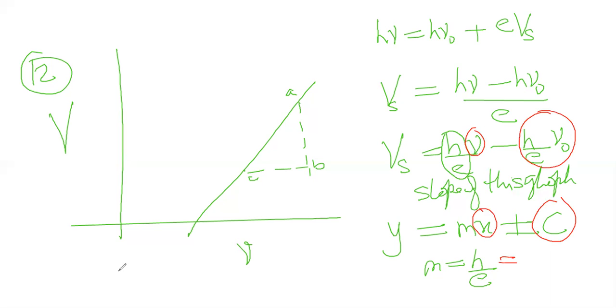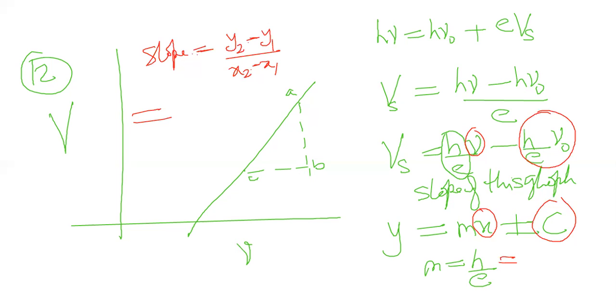But there is another formula in the geometry of straight lines: the slope formula. What is the slope formula? Y2 minus y1 by x2 minus x1. This is the formula for slope. What are the y coordinates in this situation, and what are the x coordinates? The y coordinate is stopping potential and the x coordinate is frequency. This is y2 minus y1. This is the slope, no?